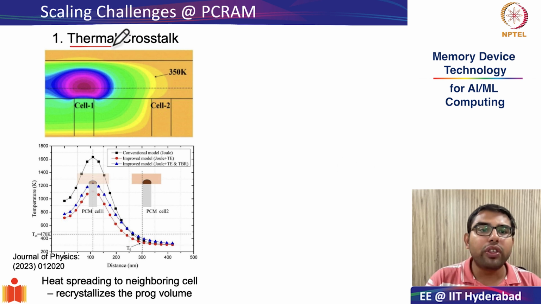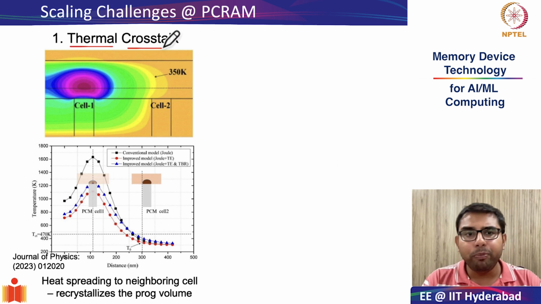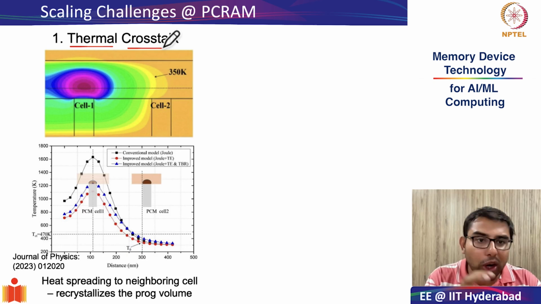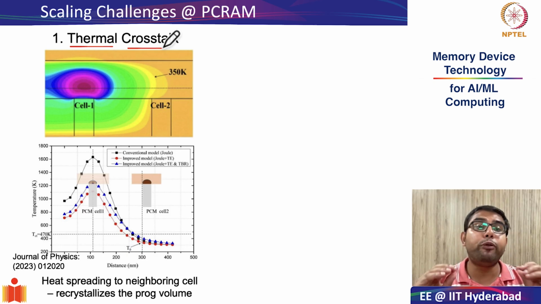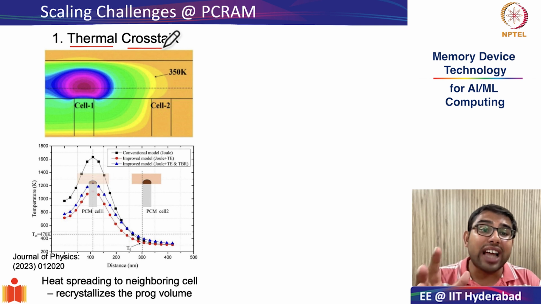The first scaling challenge is something that we briefly alluded to a few slides back. That is regarding the thermal crosstalk. Now remember, crosstalk is a very common phenomenon as we keep scaling different memory devices. In DRAM, we saw something called the row hammer effect, and also we saw capacitive coupling in the floating gates of your NAND flash. However, since the PCRAM is inherently a thermally driven memory, thermal crosstalk plays a very, very crucial role in deciding how close you can pack cells.